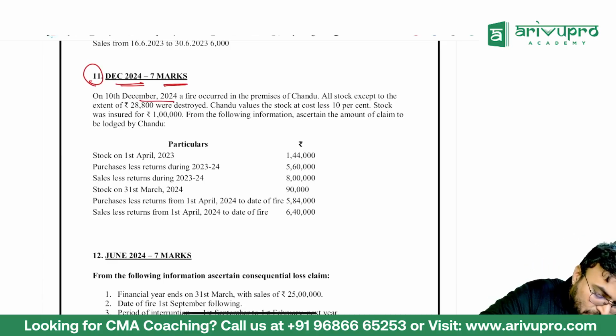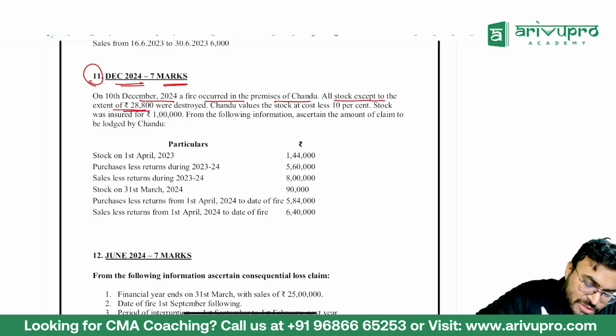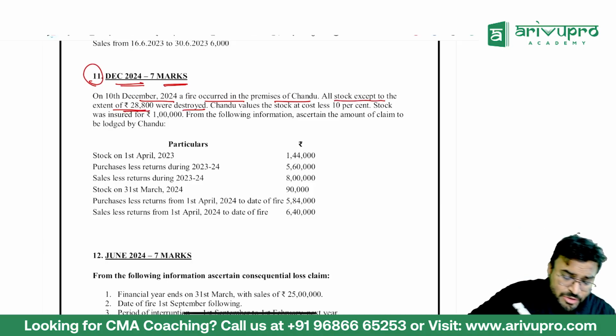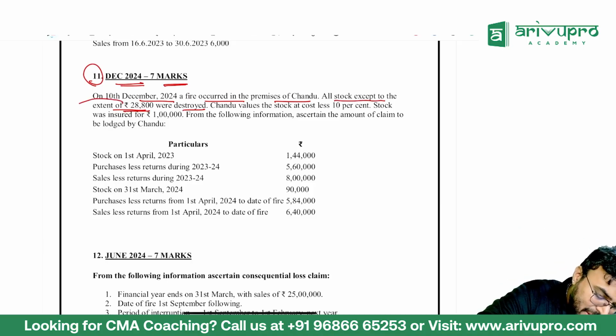On 10th December 2024, a fire occurred in the premises of Chandu. All stock except to the extent of 28,800 was destroyed. All stock except to the extent of 28,800 means what? This 28,800 which is there is salvage.